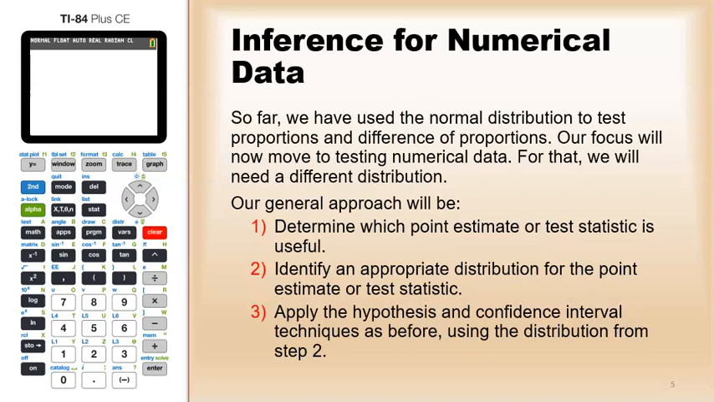Our general approach is more or less the same. We'll determine which point estimate or test statistic is useful. We will identify an appropriate distribution for the point estimate or test statistic, and then apply the hypothesis and confidence interval techniques as we've done before, using the distribution from step 2.